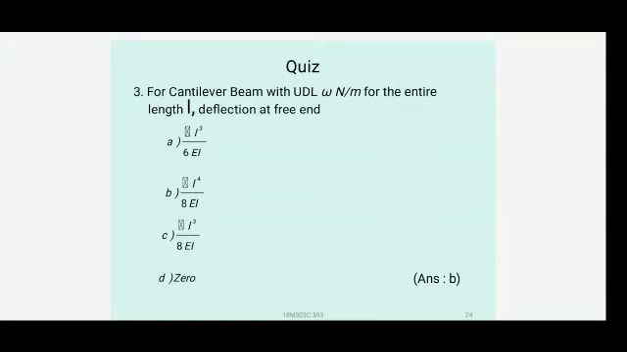Next, quiz 3. For a cantilever beam with uniformly distributed load, small w Newton per meter for the entire length L, deflection at free end at point B is: A, WL cube by 6EI. B, WL to the power of 4 by 8EI. C, WL cube by 8EI. D, 0. The answer B is correct, WL to the power of 4 by 8EI.